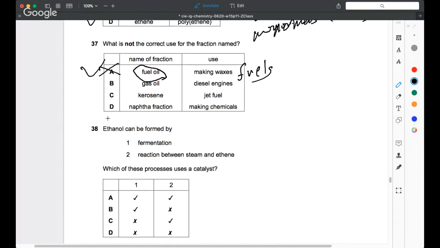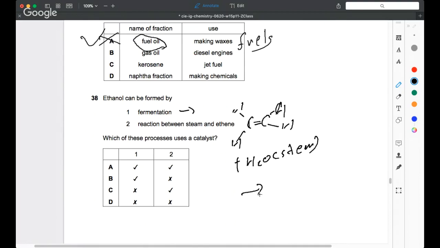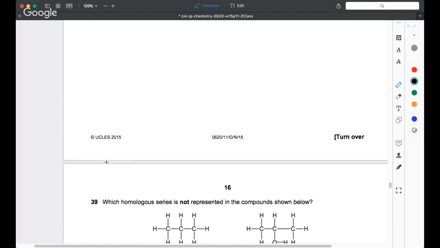Number 38. So yeah, both fermentation and ethene reacting with steam give you ethanol. Okay, both of them. So the right choice is A.